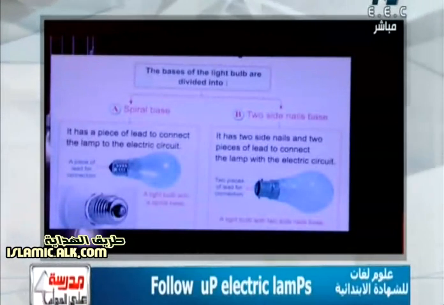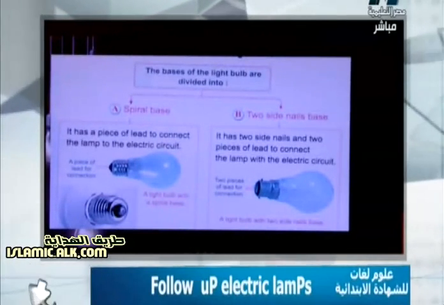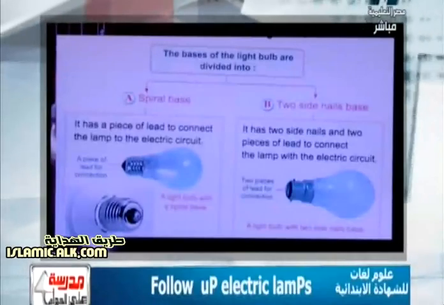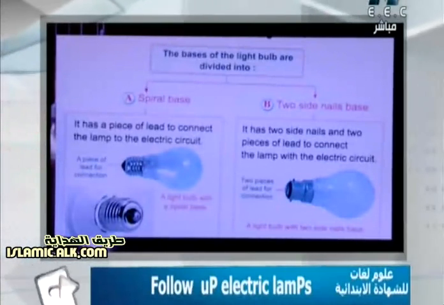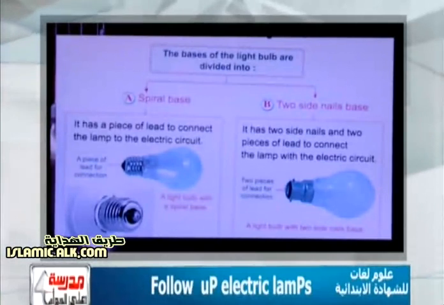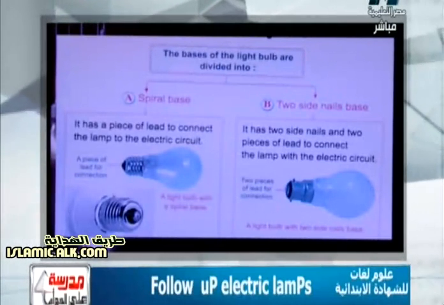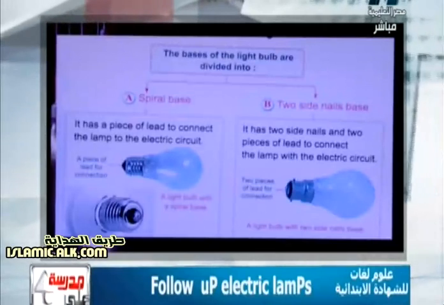The two-side nail, as we have studied, has two pieces of lead, but the spiral base has only one piece of lead. So we can differentiate between the two bases of the lamp by the number of pieces of lead at the base of the lamp. Spiral base has one piece of lead only, as we can see in this image, and the two-side nail has two pieces of lead, as we can see also in this image.